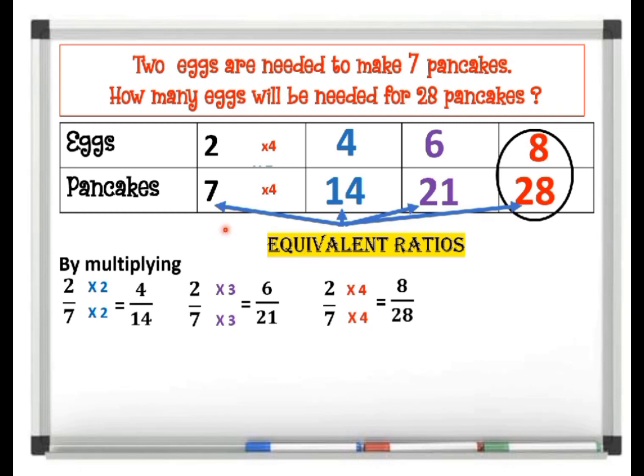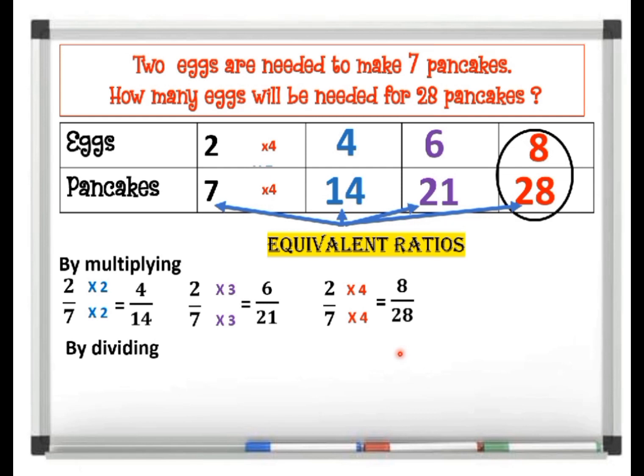We can also get the other equivalent ratios by multiplying the ratios by 5, by 6, by 7, and so on and so forth. Continuous po yan. Walang katapusan.